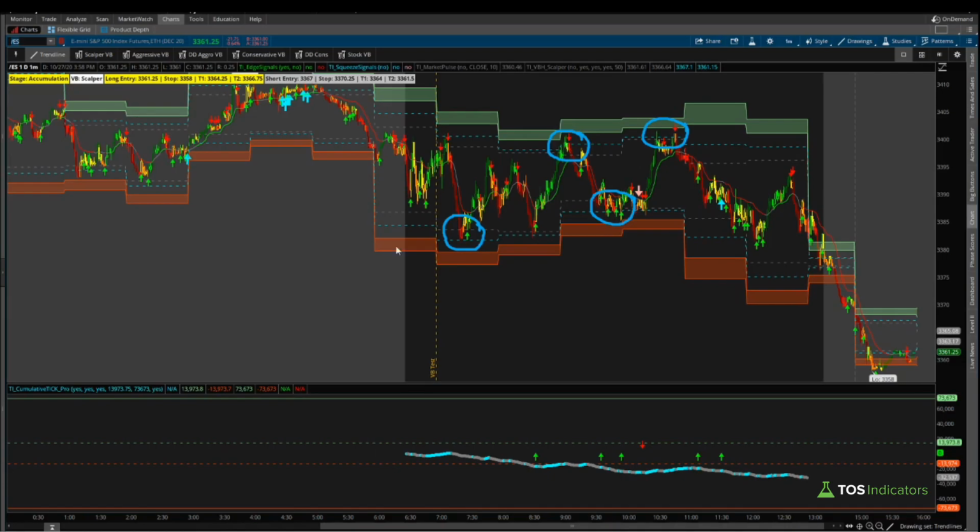Now, if you take a zoomed out approach here, what I thought was very interesting is for really much of the day, we just chopped in between our volatility box levels. And these are levels that we have ahead of time. They're not repainted levels, nothing of that sort. They're based off of our volatility ranges.